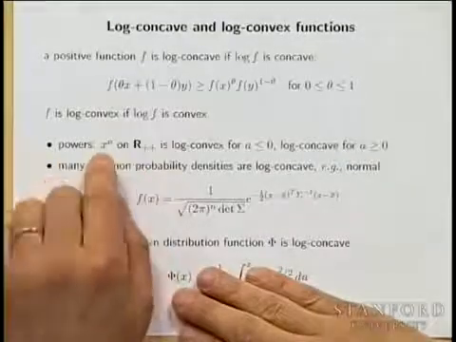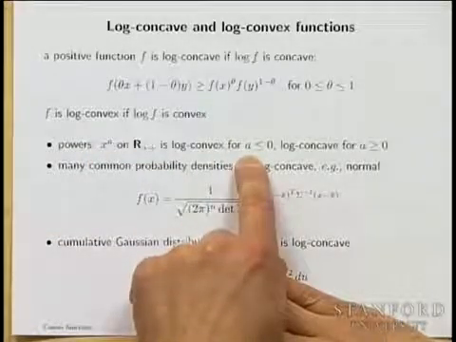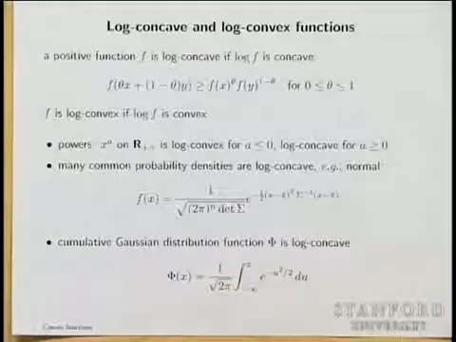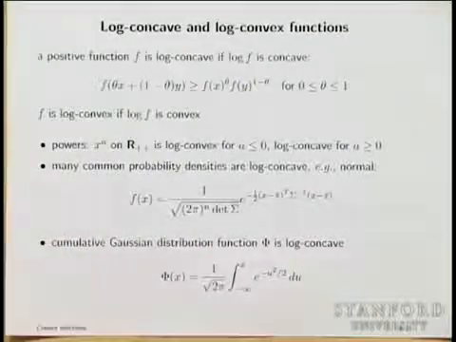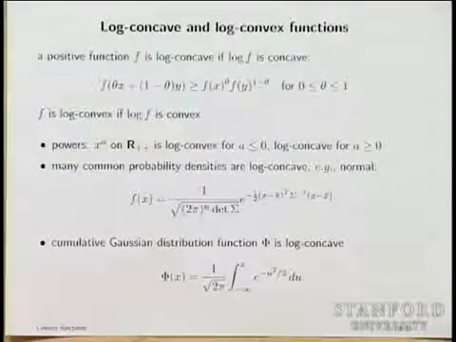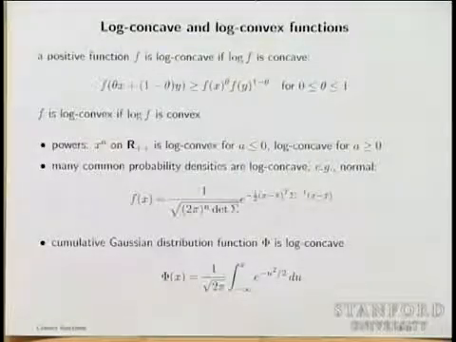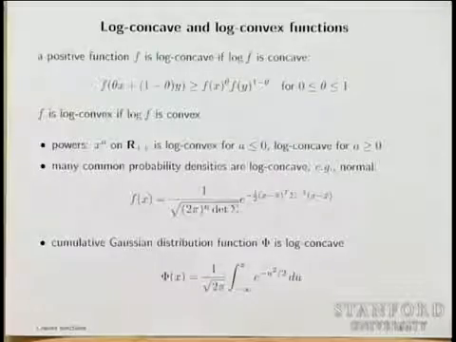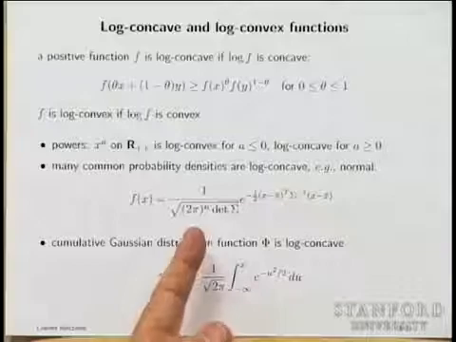Powers are log convex for positive exponents, and log concave for negative ones. And this is very, very important. Lots and lots of probability densities are log concave. Okay? So that's very important. And that's called a log concave probability distribution. And an obvious example would be a Gaussian.